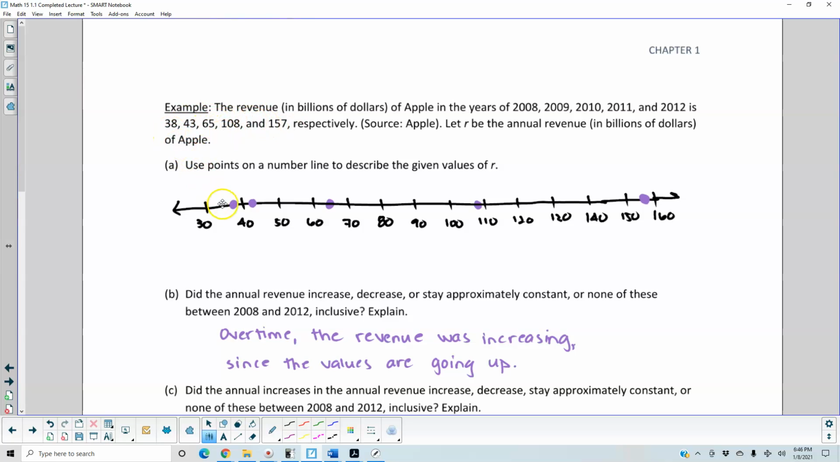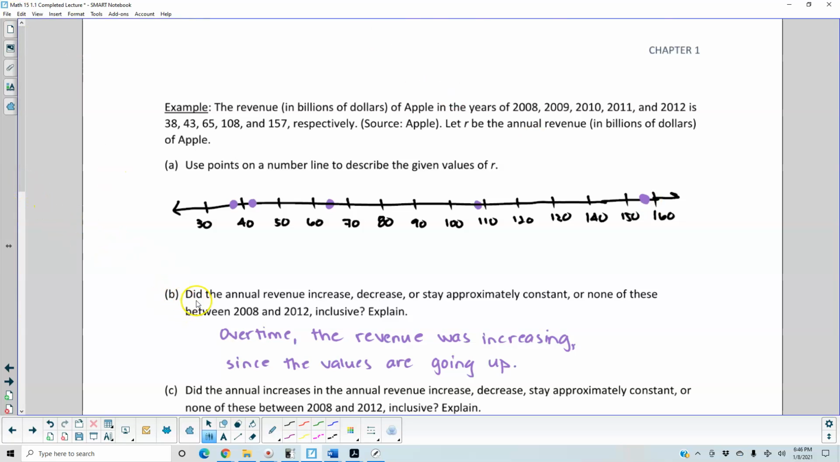So then 38, we can plot in between 30 and 40, but it's closer to 40. 43 is in between 40 and 50, but it's closer to 40. 65 is in the middle in between 60 and 70. 108 is in between 100 and 110, which is closer to 110. And then 157 is in between 150 and 160, which is closer to 160.